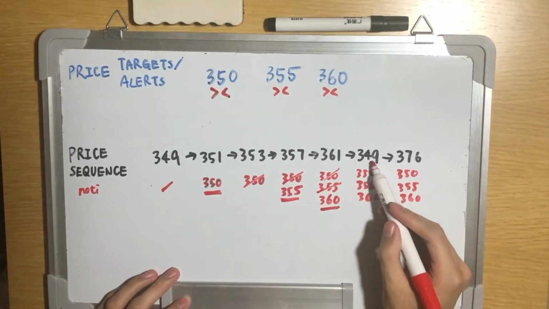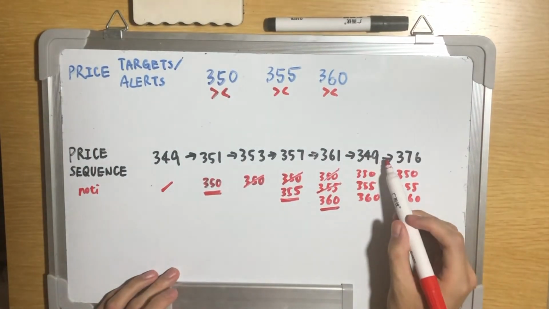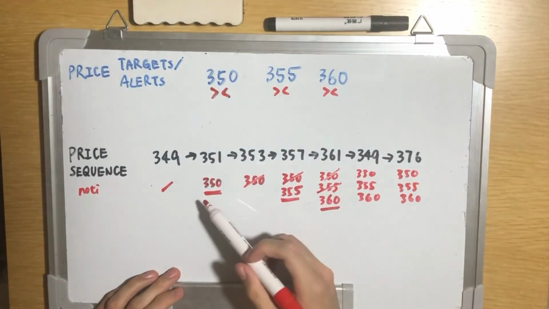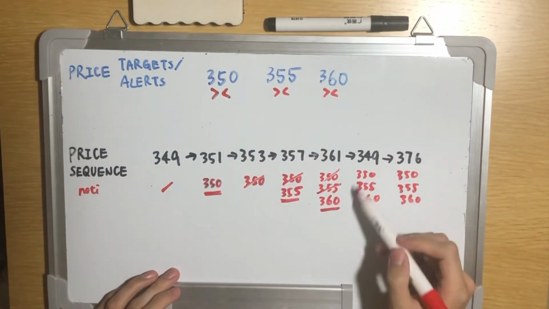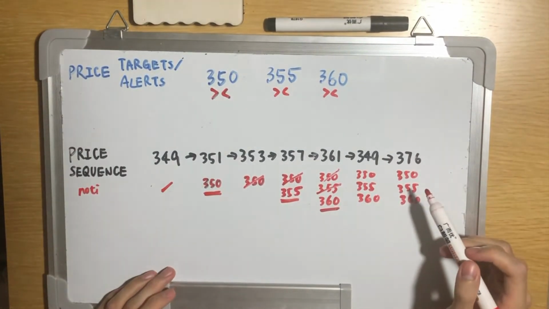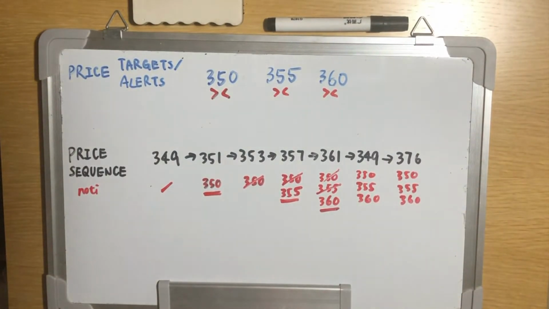And for 349, we will send all of this because it used to be past all the price targets, and it has now fallen below all the price targets. So we will send all, and this too. So let's see how we can design an algorithm to tackle this problem.